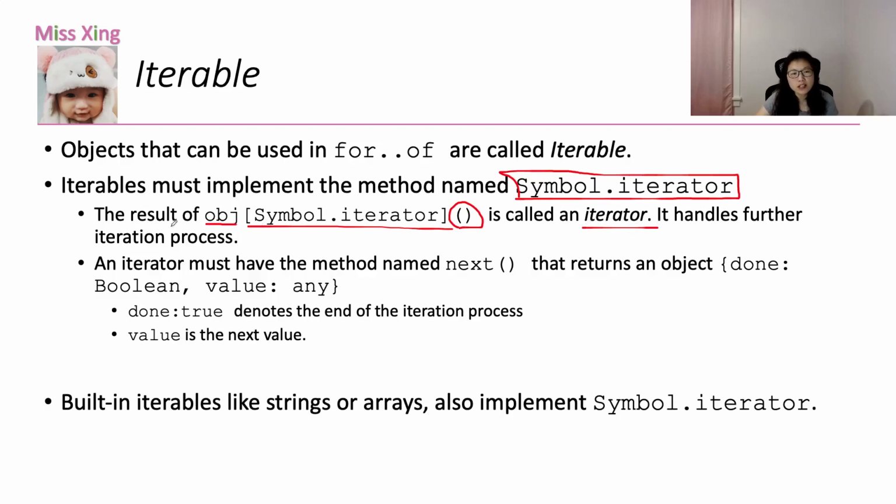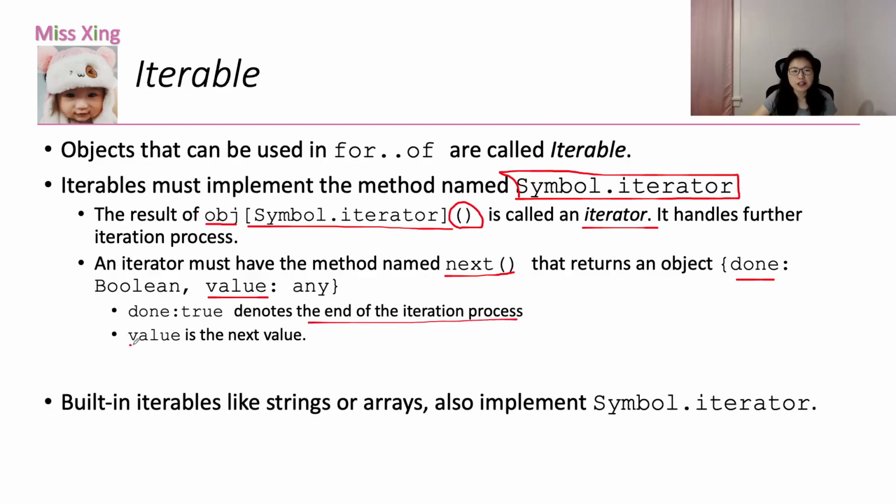So what's the return value of this method, and what is an iterator? The iterator must have a method called next, and in the next you have to return an object which has two properties. The first one is done, and the second one is value. Done indicates the end of the iteration process. If done is true, it means it's the end.